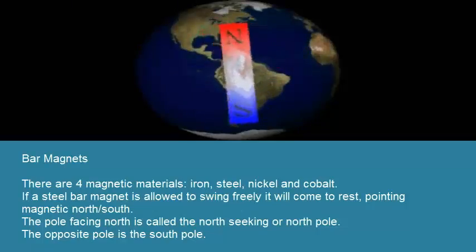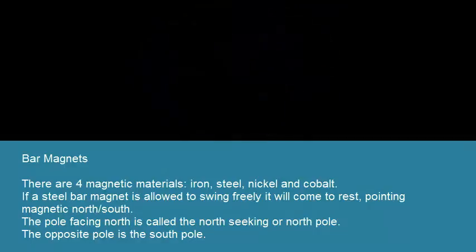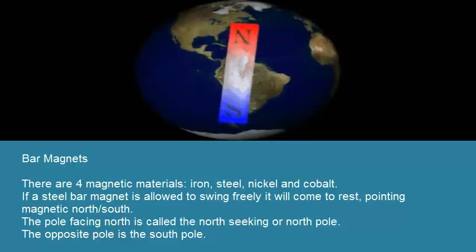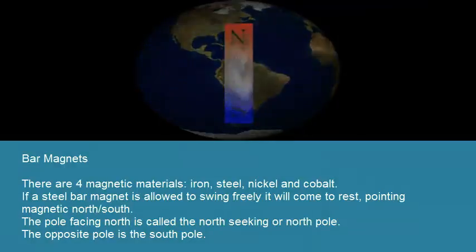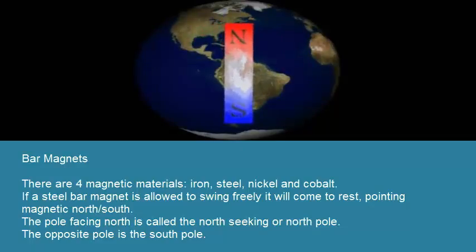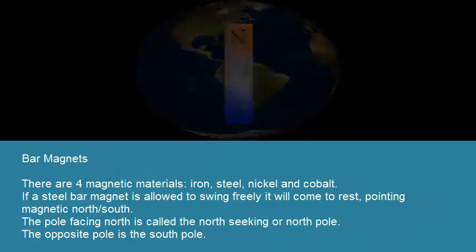There are 4 magnetic materials: iron, steel, nickel and cobalt. If a steel bar magnet is allowed to swing freely, it will come to rest pointing magnetic north-south. The pole facing north is called the north-seeking or north pole. The opposite pole is the south pole.